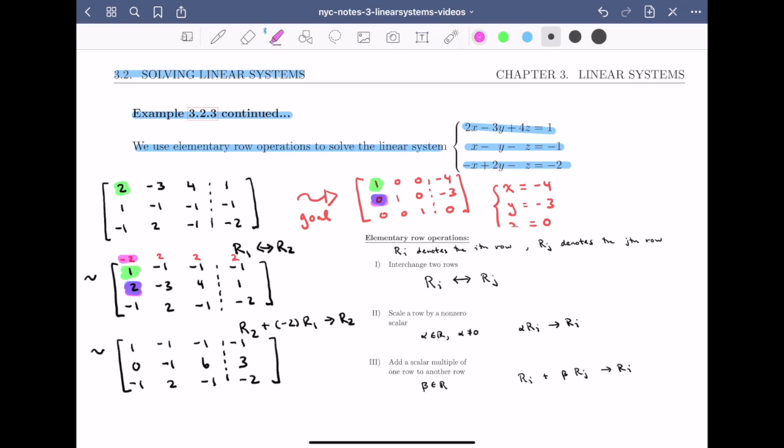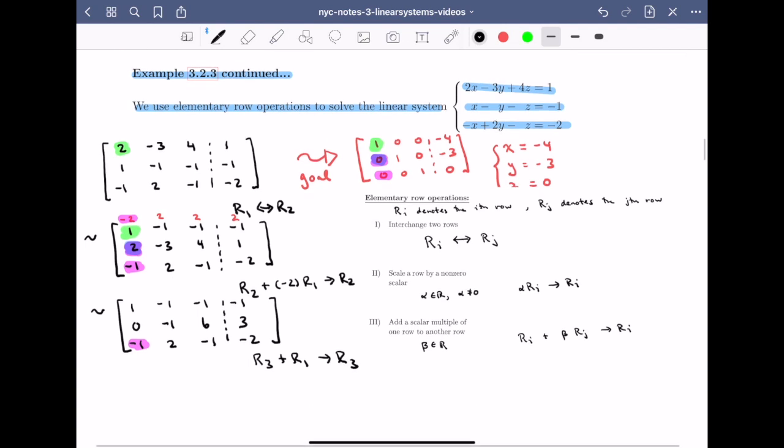Continuing, I'm going to try to make this entry here, this minus 1, a 0. This time I can see the row operation a bit easier. I can see that if I add the first row to the third row, that pink minus 1 will cancel out. So I'm going to do the row operation: row 3 plus row 1 is going to be the new row 3.